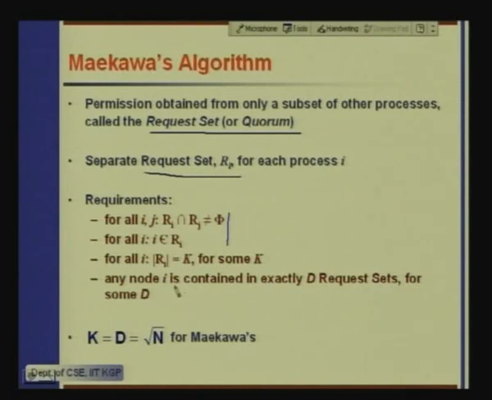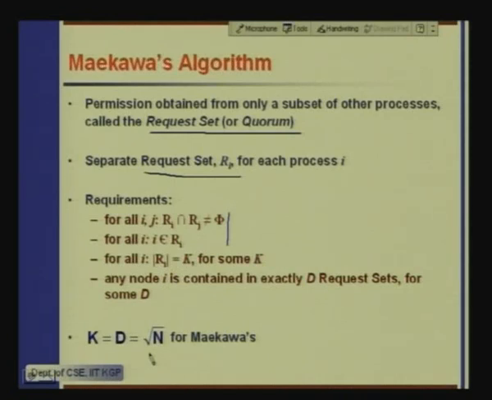Why? We want that the overhead of every node in arbitrating requests is the same. So, if you are in d request sets, then you are responsible for giving permissions to d nodes. Right? So, we want that d is a constant for all nodes. So, every node is a member of a fixed number of request sets, and that fixed number is d. In Maekawa's algorithm, we have K equal to d equal to root n. Right? So, the number of nodes in every request set is K, every node is in K request sets, and the value of K is root of n.